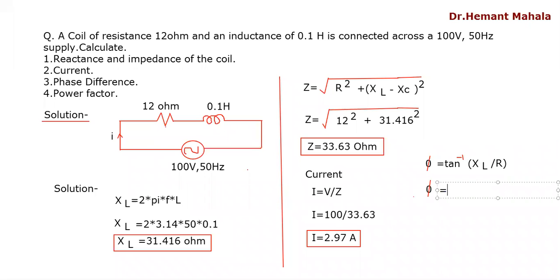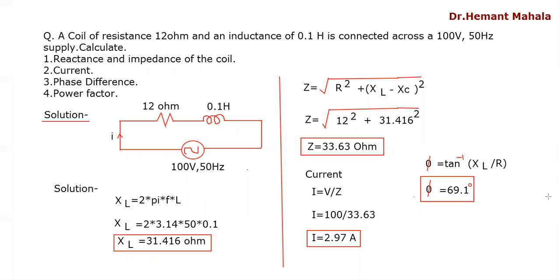69.1 degree, it is the value of phase angle. Okay, we can also get this phase angle from the formula of power factor. Cos phi is equal to R by Z. Okay, so phi is equal to cos inverse R by Z.